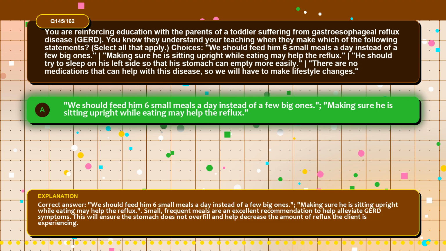Correct answer. We should feed him 6 small meals a day instead of a few big ones. Making sure he is sitting upright while eating may help the reflux. Small, frequent meals are an excellent recommendation to help alleviate GERD symptoms. This will ensure the stomach does not overfill and help decrease the amount of reflux the client is experiencing.